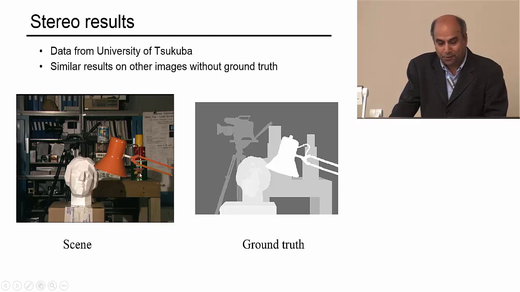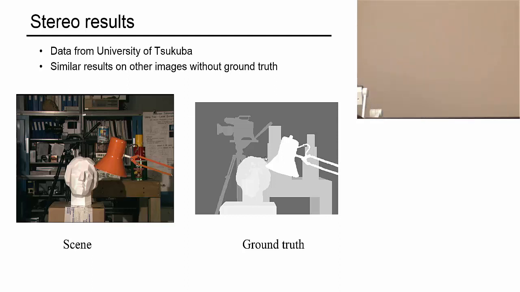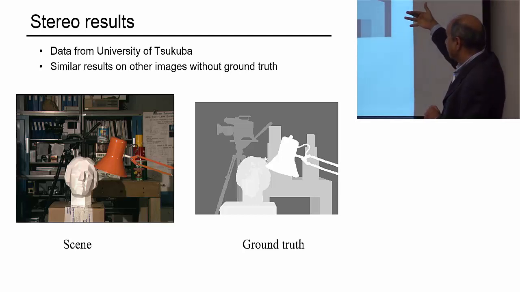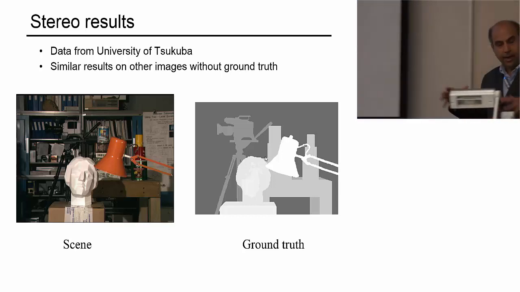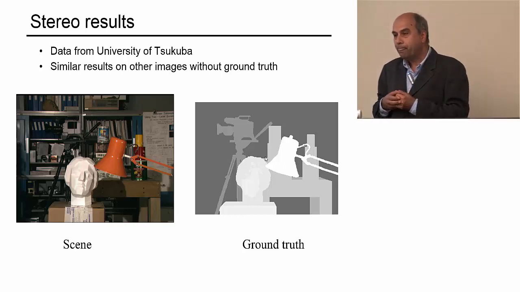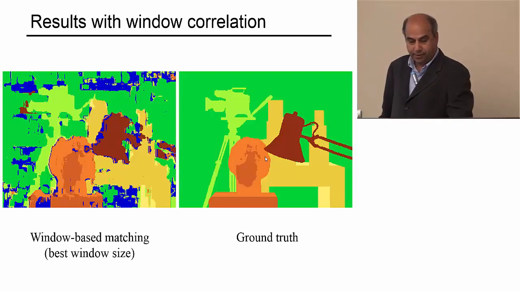Okay, so this is the scene. And they have this ground truth for the depth map. As you see, the lamp is at a different distance compared to this camera and so on. So these are the disparities, the depths, which are shown here. So finding the right depth map efficiently, quickly, and correctly is a whole area of research.